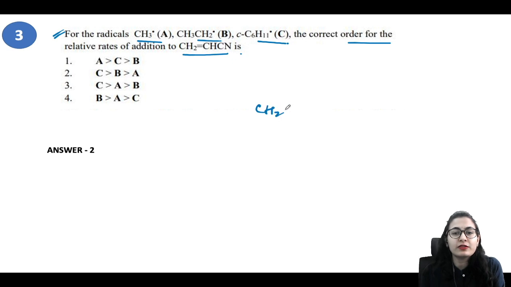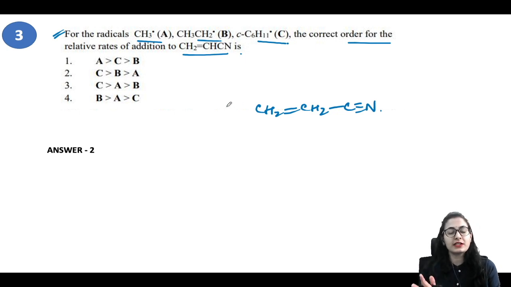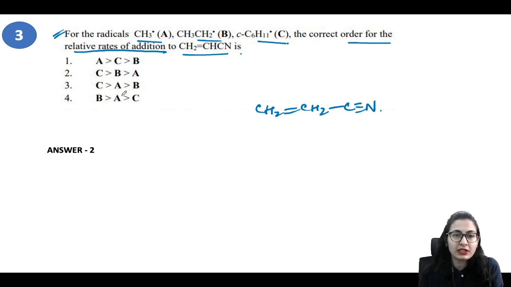Now if a radical is going to add to this kind of a species, the addition is more like a conjugate addition, isn't it? Yes. So, relative rates of addition: who is going to react the fastest? Who is going to react the slowest? That is the question. तो हम इनका structure देख लेते हैं.